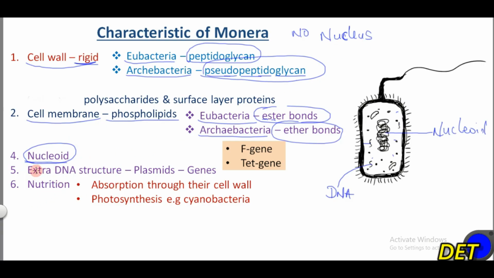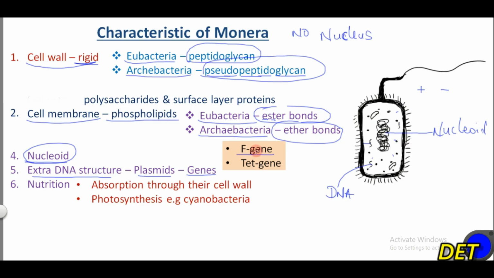So another important feature of the kingdom Monera is that they have extra DNA structures, and these extra DNA structures are called plasmids, right? And these plasmids contain a variety of genes. For example, they contain the F gene, called the fertility gene. And this gene will determine if the strain is a positive strain or a negative strain, right?